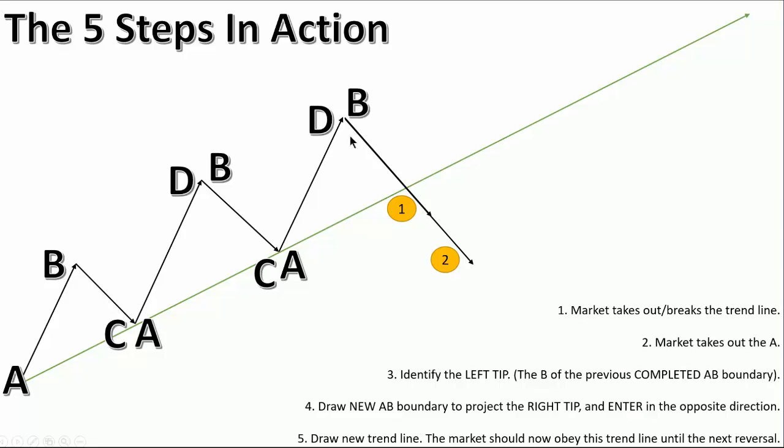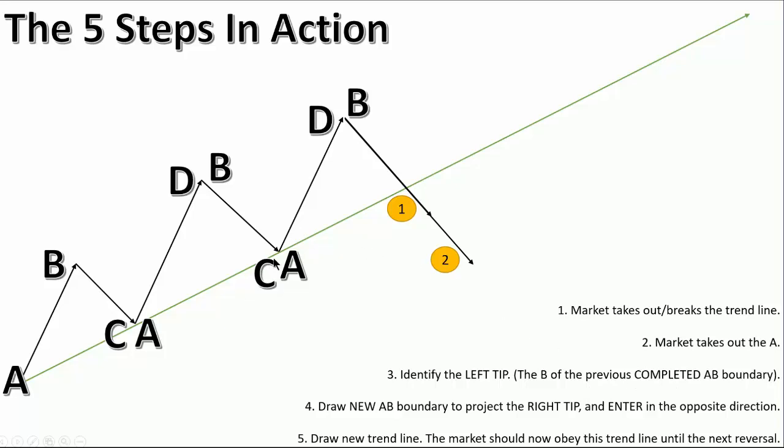And number 2, it's got to be a completed AB boundary B point. Since this AB boundary failed, I certainly cannot use this as my left tip point. Remember that, because this is usually right around where things start to get pretty muddy and traders can stumble. So your left tip needs to be the B of the previous completed AB boundary.